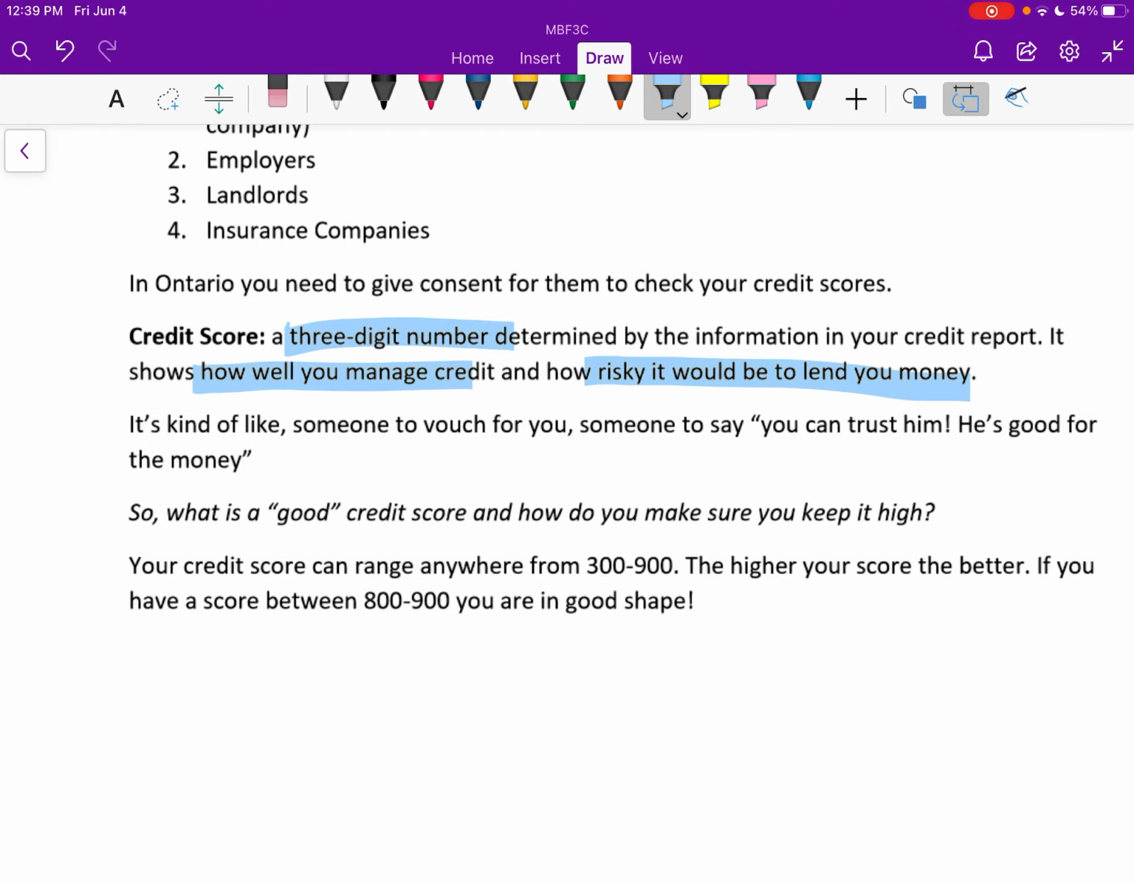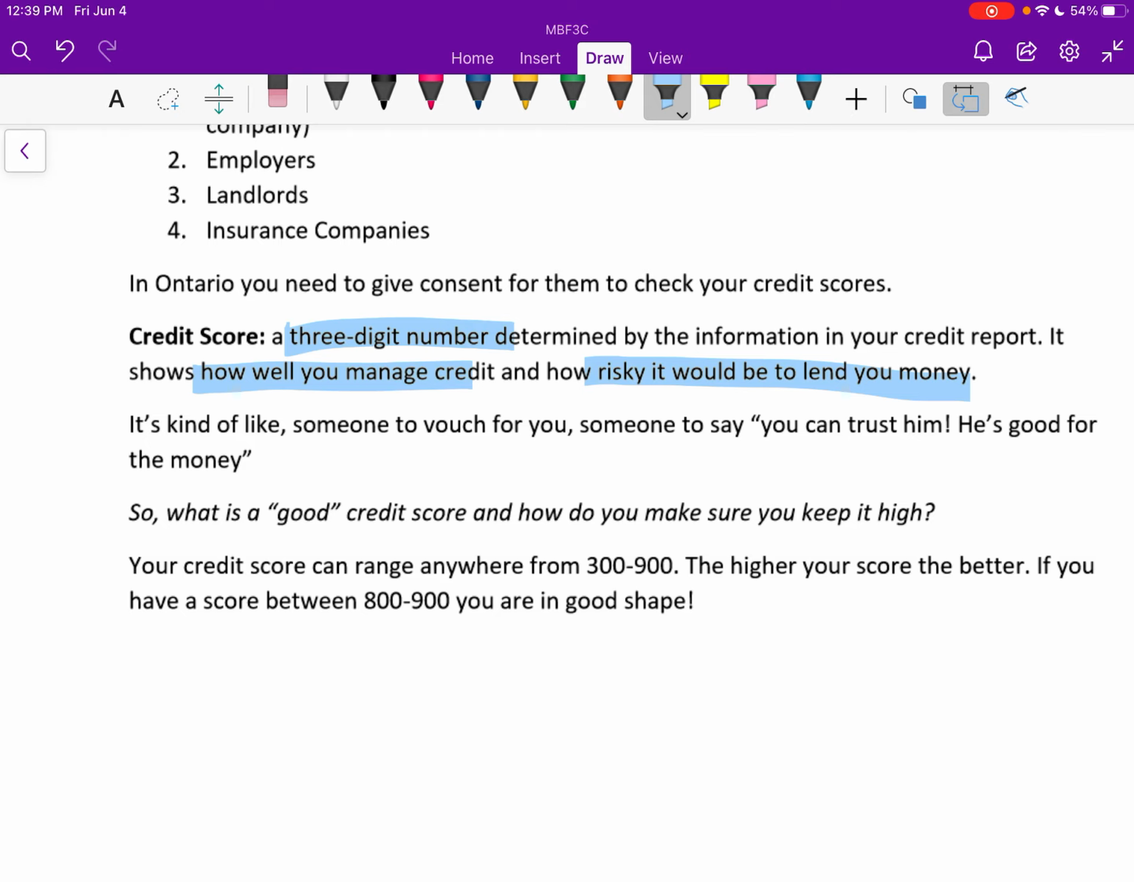When that person comes and asks me for $10,000, I'm more likely to give it to them rather than a client who's never borrowed money from me. I have no idea whether or not they're good for it and whether or not they'll pay it back, right? So that's why a credit score is important and why it's important to build that credit.